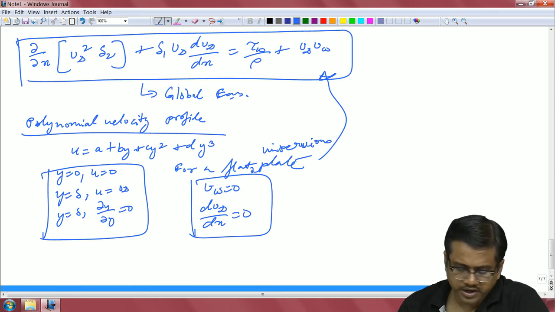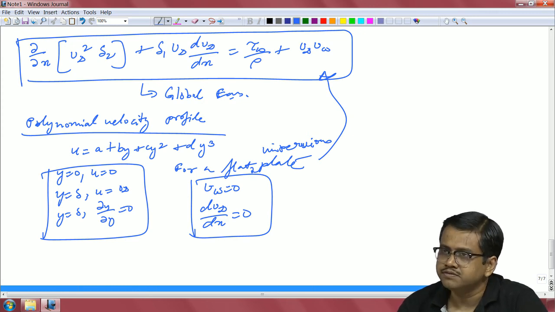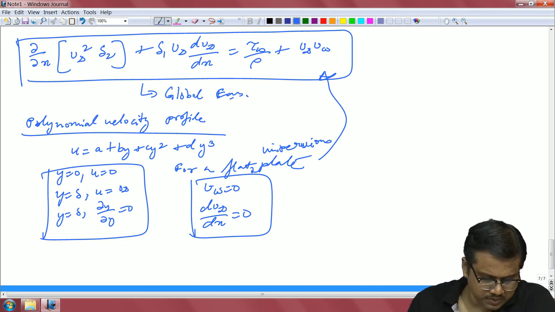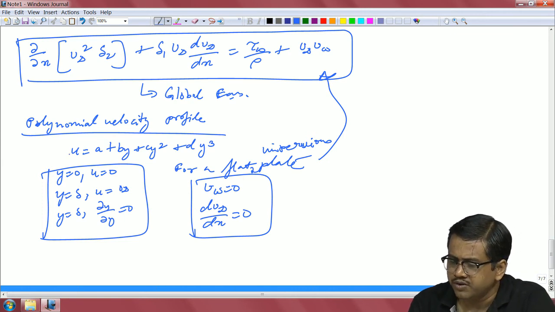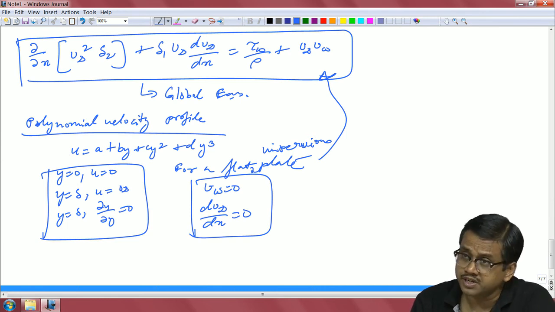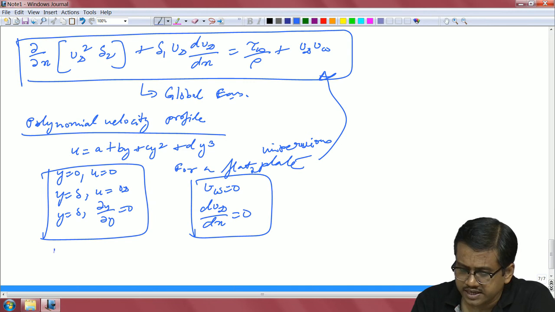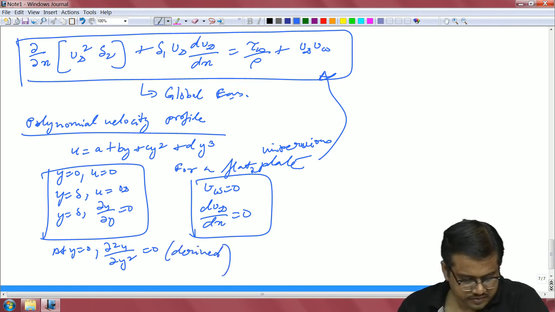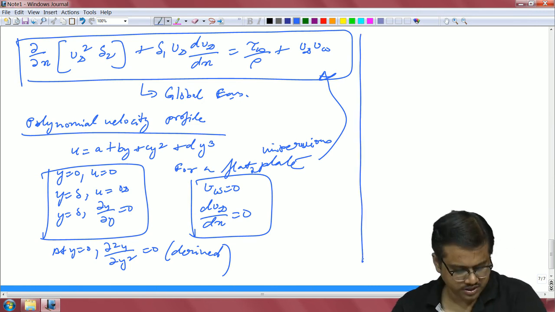Now the point is very simple, let us derive what the values of these coefficients will be, because that is what we need to plug in. We need a fourth boundary condition, because there is A, B, C, D. So, we need one more boundary condition. For that, at y equal to 0, you are assuming that d square u by dy square is equal to 0. This is called a derived boundary condition. Based on this, let us work out the profile.